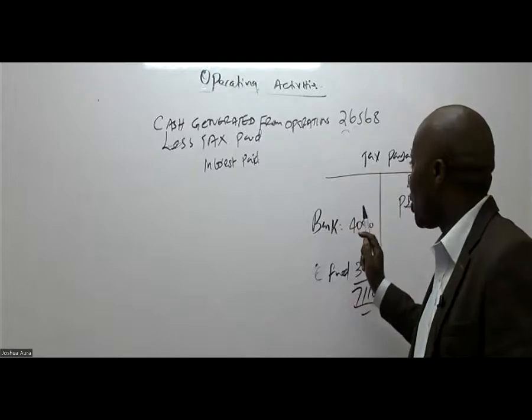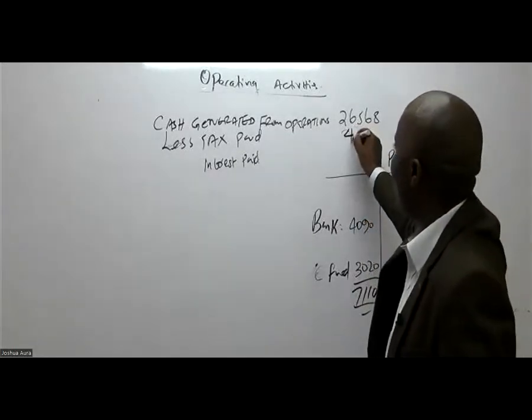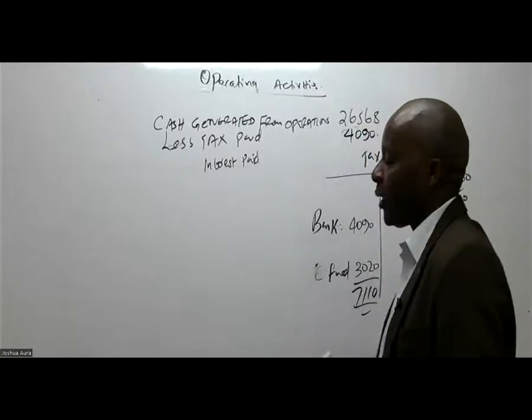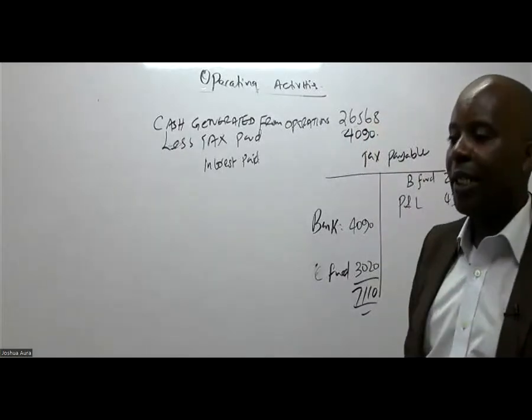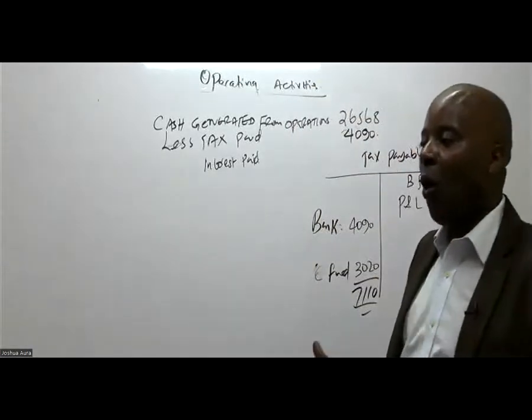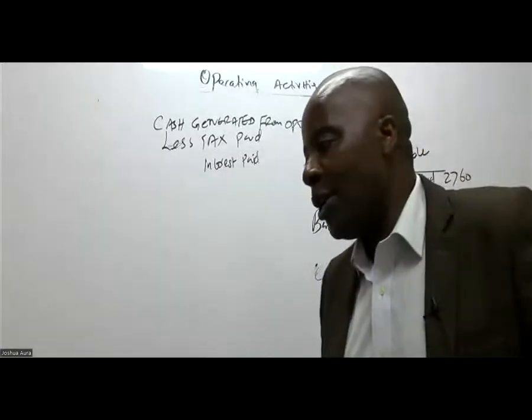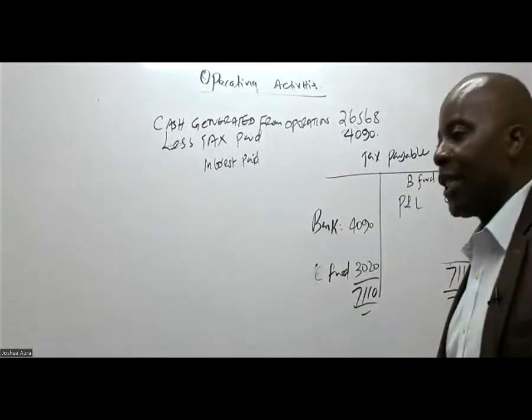So it is, ladies and gentlemen, tax that was paid. So tax paid here was what? 4090, like that. Tax paid was 4090. So please go and do the same for interest paid.